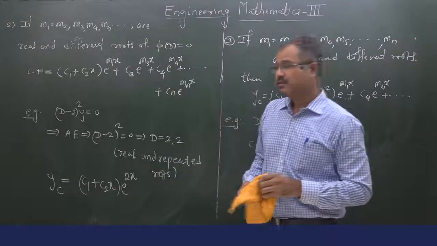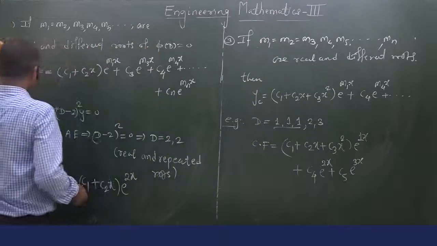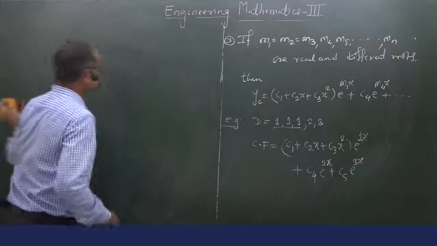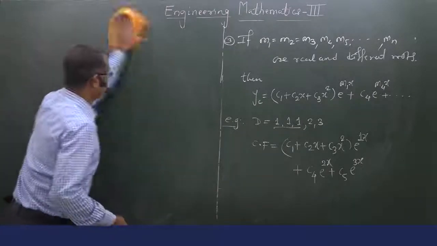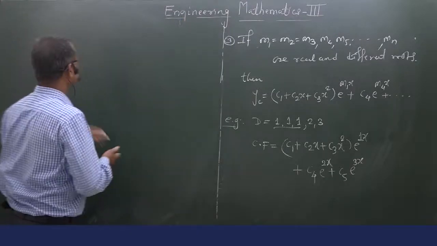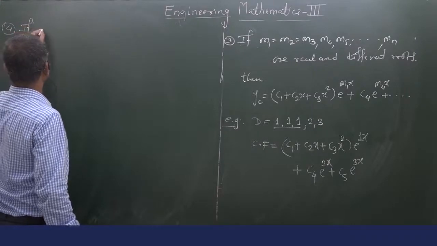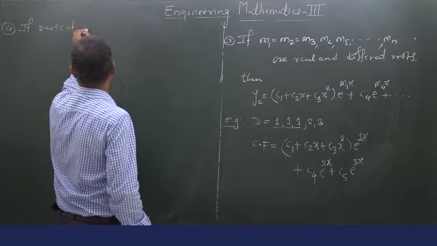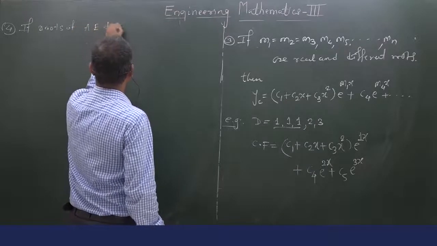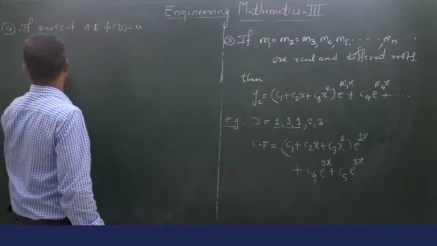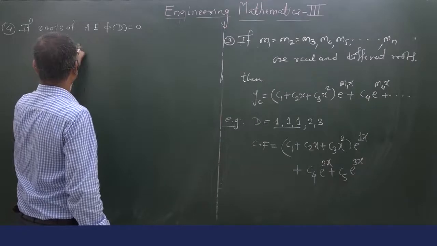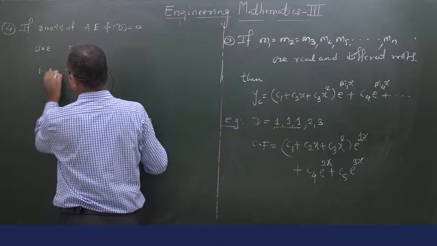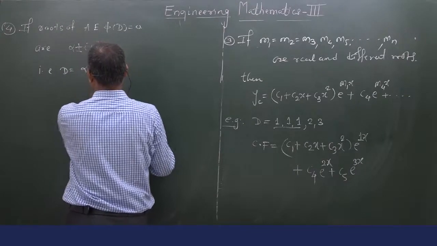Now the next case is, if the roots of the auxiliary equation are complex numbers. Fourth, if the roots of the differential equation, the roots of the auxiliary equation phi of D equal to 0, are alpha plus minus i beta, that is, D is equal to alpha plus minus i beta.